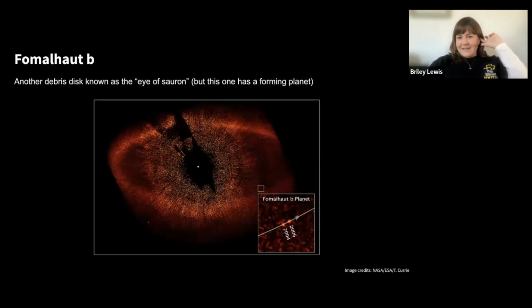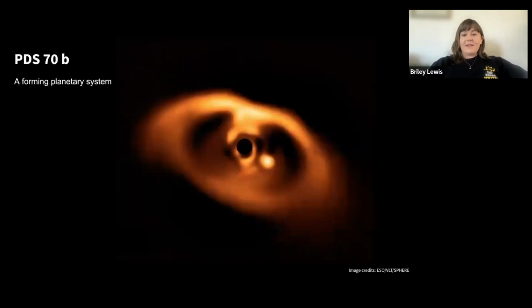And then someone asked, what if there's dust getting in the way? Like, what if it's a really young system? And the answer to that is PDS-70b. So this is an absolute baby planetary system. You've still got this protoplanetary disk around it and this forming planet, this big lump in the center. You can actually see two little wisps around it as material is accreting onto that forming planetary system.